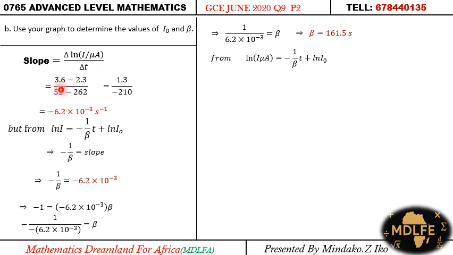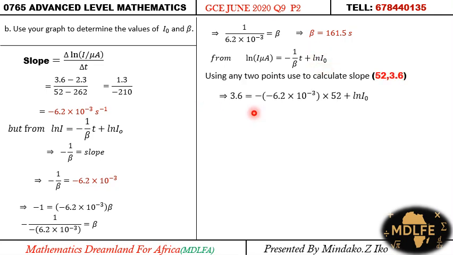Since I'm using these two values, I will use this 3.6, and then my slope, which is negative 1 over beta, is just equal to this value here. And then for my t, I'm going to use one of my t values, which is 52, and then plus ln I naught. So this is using 2 points to calculate the slope. So we have 52 comma 3.6.